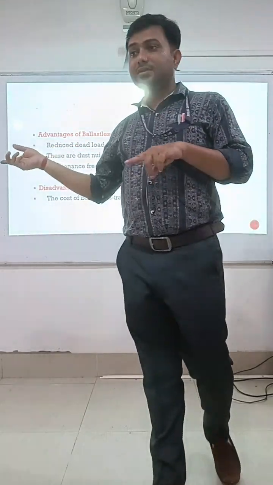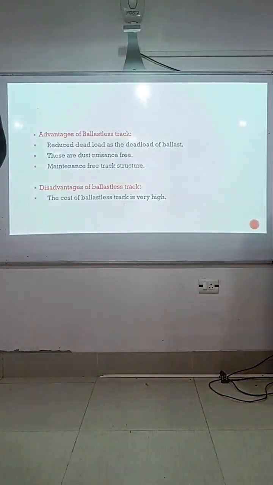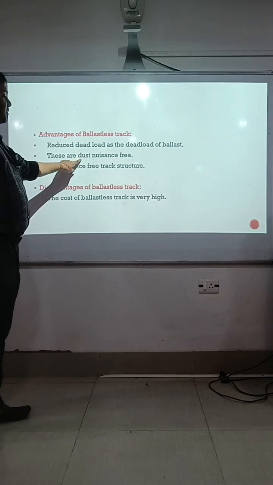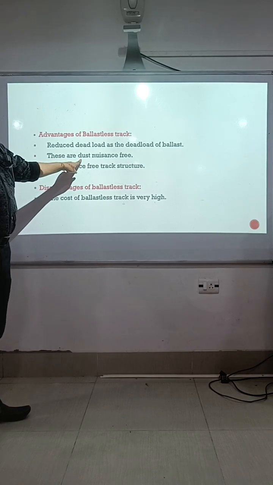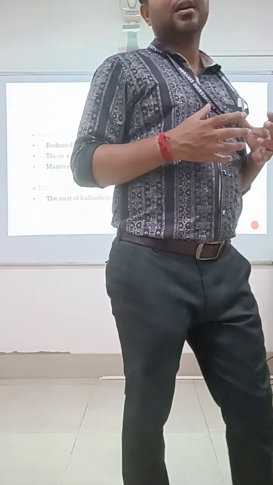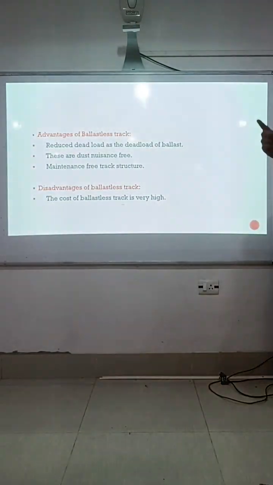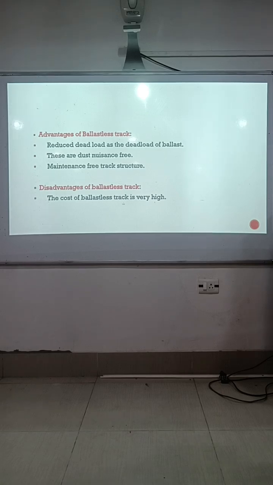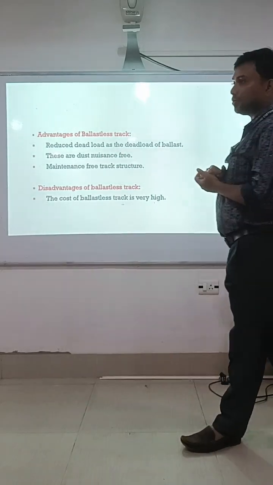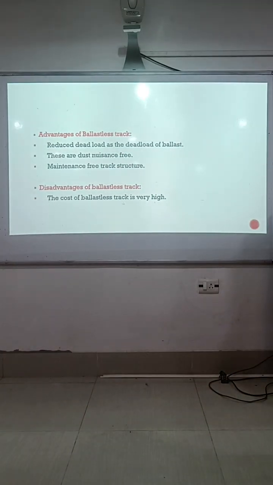In the previous section, on the disadvantages of ballasted tracks, dust nuisance was there. The dust nuisance, that is the generation of a heavy amount of dust, is also one disadvantage of ballasted tracks. But in the case of ballastless track, there is no ballast, that means there is no friction between the ballast and the wheel, and there is no dust generation. So this kind of ballastless track is dust nuisance free.